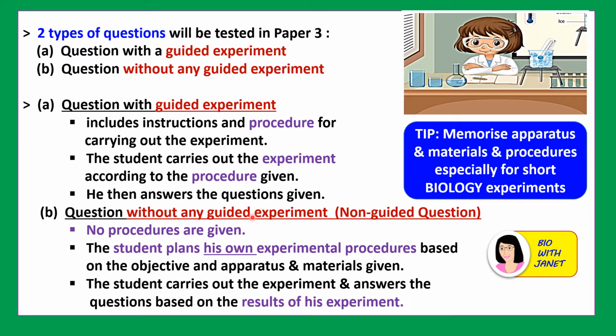But there's one question, it can be for physics, biology, or chemistry, we don't know, that is without any guided experiment, a non-guided question. So no procedures are given, and the student will plan his own experimental procedure based on the objective that is given in the question paper and the apparatus and materials given. So the objective of the experiment will be mentioned. Of course, it has to be mentioned, or else you don't know what experiment to do. Then you have to find the MV and RV there, and then looking at the apparatus and materials, you decide what procedure can be carried out, using these apparatus and materials, right? So the student carries out the experiment and answers the questions based on the results of his experiment.